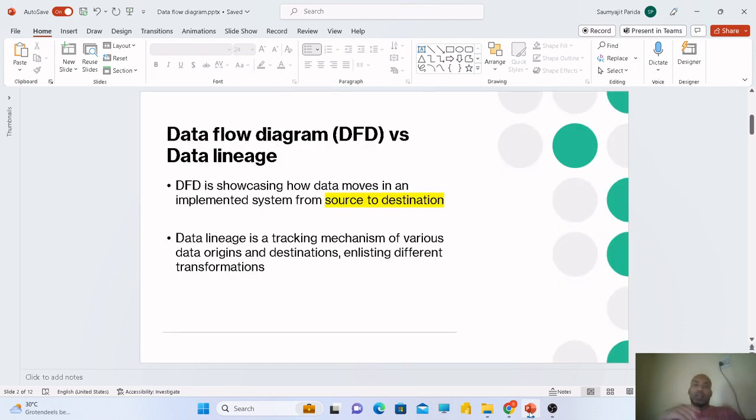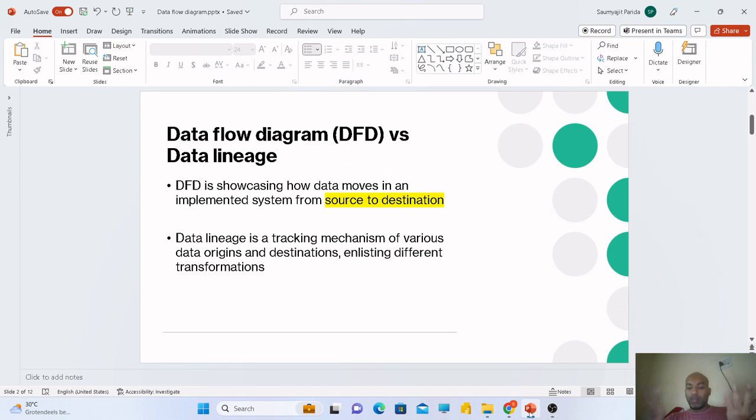So all those elements also have to be included in the process diagram. Well, to start with, there is a misconception, and people always get confused between data flow diagram and data lineage. So, to mitigate that, a data flow diagram is all about an implemented system and what happens from the source to the target.